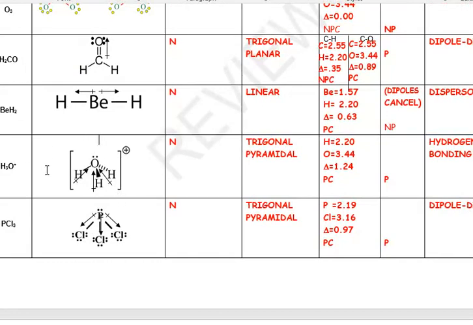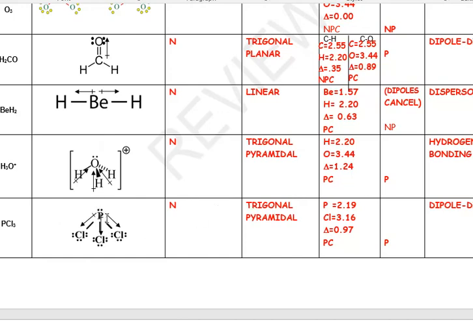H3O plus, brackets and charge, arrows all pointing up. No resonance, trigonal pyramidal because you have the lone pair. Polar covalent, it is polar because it has an overall direction up, and it has hydrogen bonding because it's H connected to O.